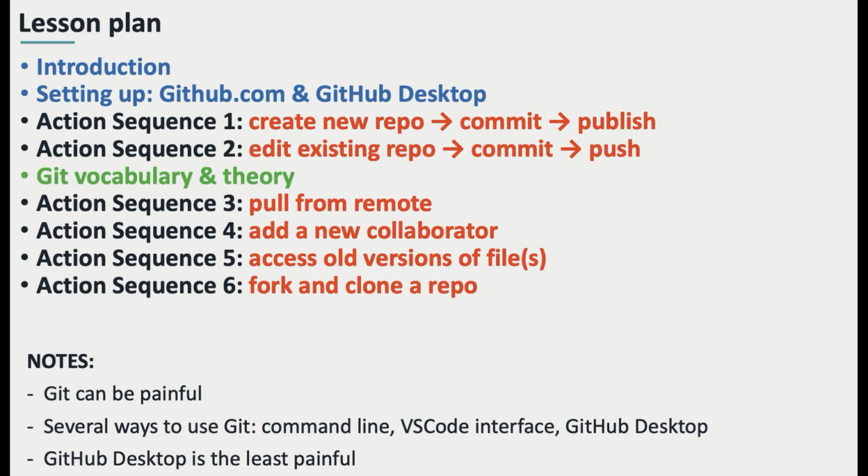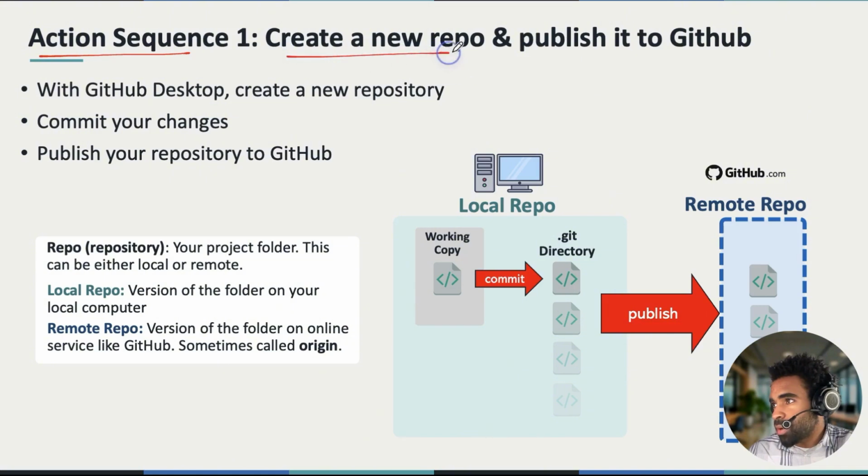So now we are done with the introduction, and we are done with setting up github.com and GitHub Desktop. We will now move to action sequence 1, where we will create a new repo, commit, and then publish. We're going to create a new repo, and then we'll publish it to GitHub. Before we dive into this, let me give some brief overview of some of the key terms here.